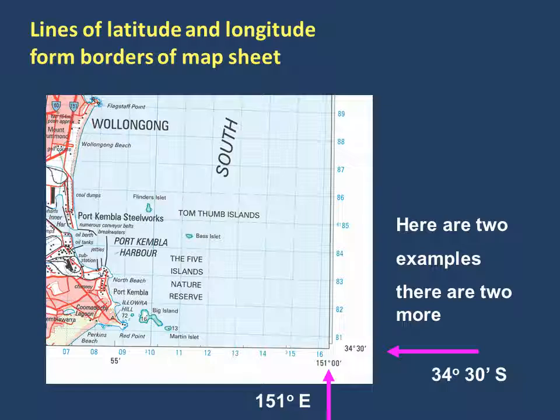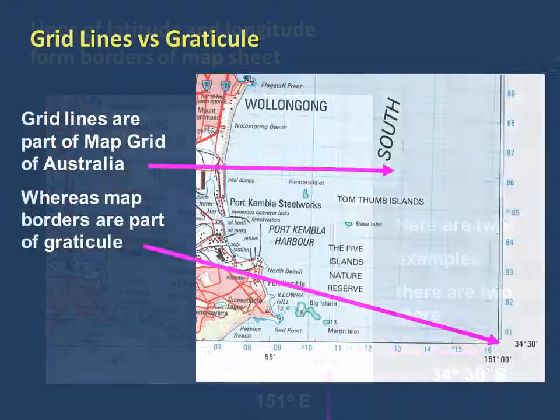Similarly, the bottom margin is defined by a line of latitude, in this case 34 degrees and 30 minutes south. So those two examples of a parallel of latitude and a meridian of longitude define two sides of the map sheet. Of course there will be another two sides defined, the top and the left hand side, in this sheet, that are defined by those particular lines of latitude.